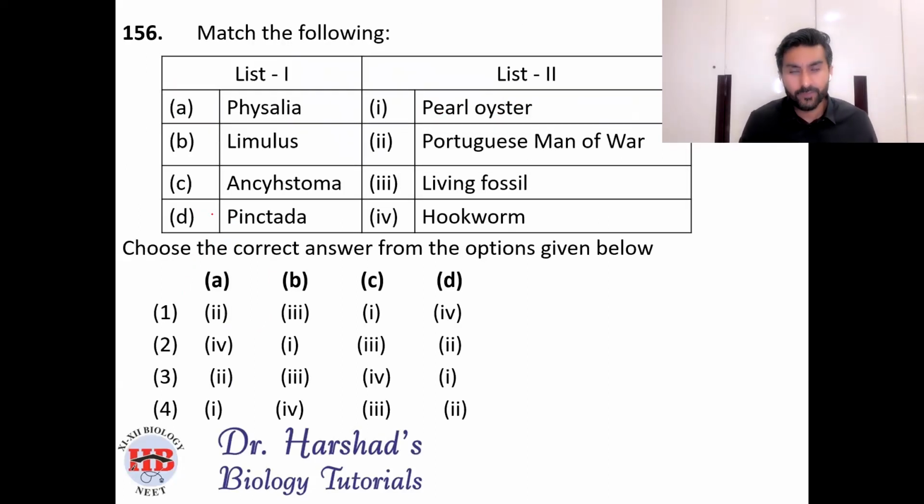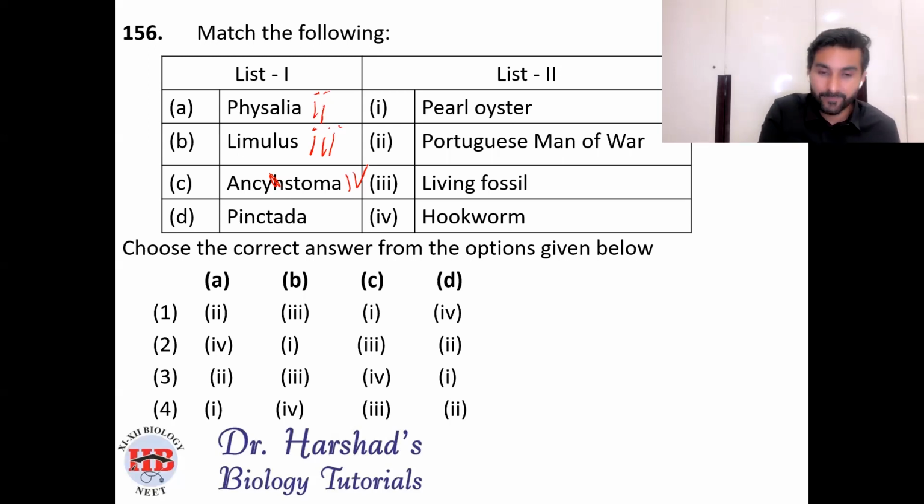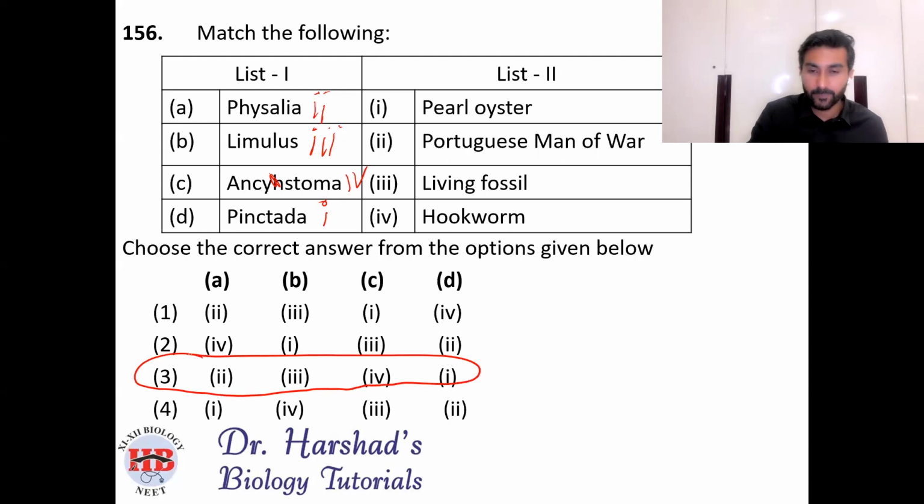Match the column. This is a question from Kingdom Animalia as a chapter. If you remember, Physalia is the name for Portuguese man of war. So A matches with option 2. Limulus is your living fossil under Arthropoda, so it's B3. Ankylostoma, the spelling error is here, Ankylostoma is your hookworm. So that's option number 4, or rather C4. Pinctada is the name for oyster, so D1. So you've got A2, B3, C4, and D1. Yes, it matches with option number 3, I suppose. So that's our answer, option number 3. We go to the next question.